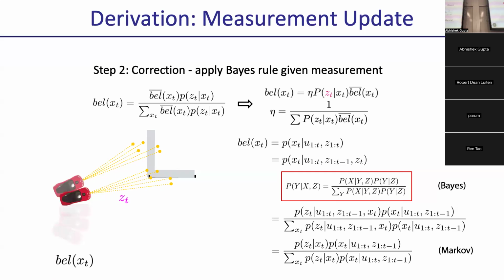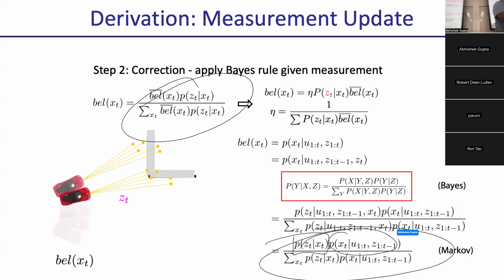This term in the top is just belief bar. It's XT given U1 to T and Z1 to T minus 1. Belief bar. Right, so this is the same as this. It's saying that this is P of ZT given XT times belief bar divided by the sum of P of ZT given XT times belief bar.